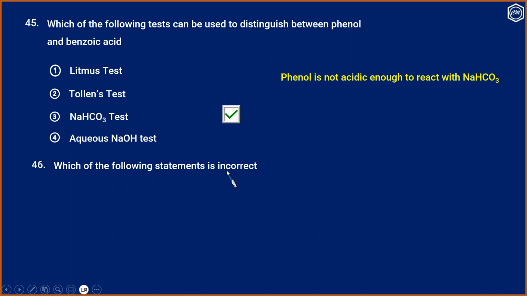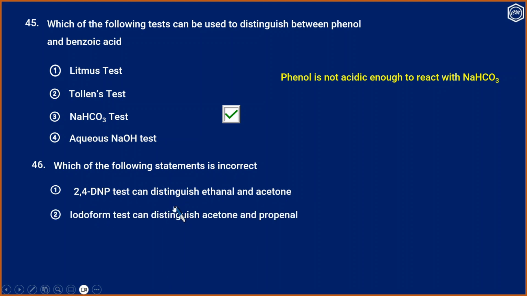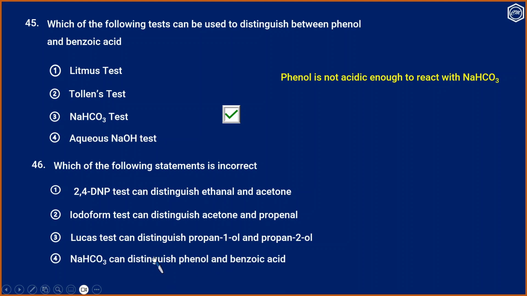Which of the following statements is incorrect? 2,4-dinitrophenylhydrazine test can distinguish ethanol and acetone. Iodoform test can distinguish acetone and propanol. Lucas test can distinguish propan-1-ol and propan-2-ol. Sodium bicarbonate can be used to distinguish phenol and benzoic acid.